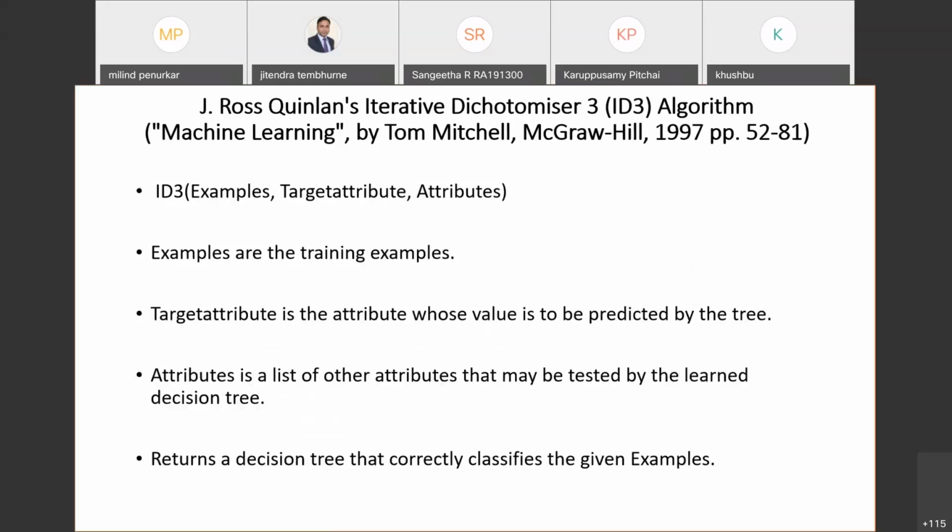All right, so this is again taken from the machine learning book by Tom Mitchell, and this particular algorithm is given by J. Ross Quinlan as the decision tree learning algorithm. Okay, so the input to ID3 is the examples, the training set available with me, the target attribute, what I am interested in to predict, and the set of attributes that I would be using for the purpose of predicting the target attribute. So the examples are training examples. Target attribute is the attribute whose value is to be predicted by the tree. Attributes is a list of the other attributes that may be tested by the learned tree. Returns a decision tree that correctly classifies the given examples, right? So what we are interested in is to return a decision tree that correctly classifies the given examples.